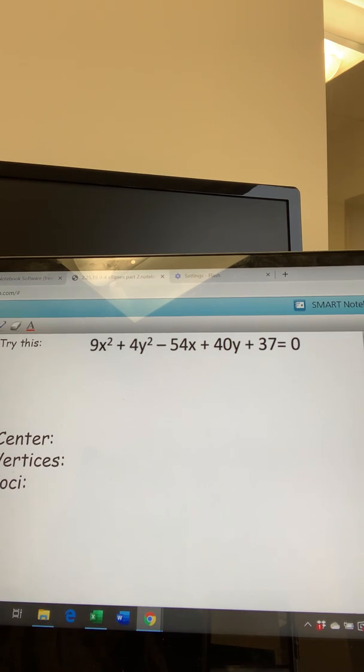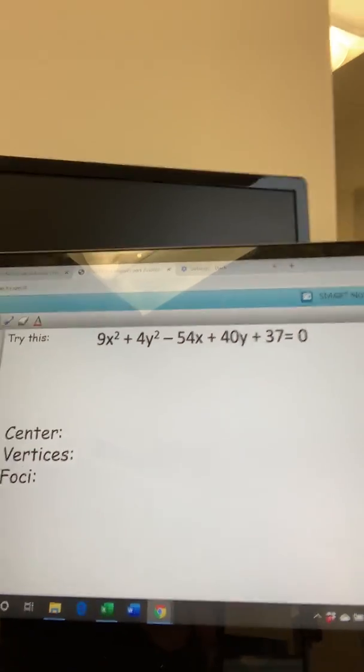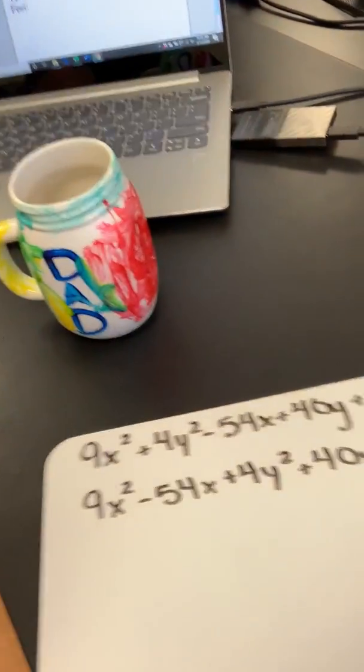9x squared plus 4y squared minus 54x plus 40y plus 37. Okay, so now your very first step, remember, is you do want to rearrange it, x's together and then your y's together. So you've got 9x squared minus 54x. We've got our plus 4y squared plus 40y, and then I'm moving that constant over to the other side, so it's a minus 37.